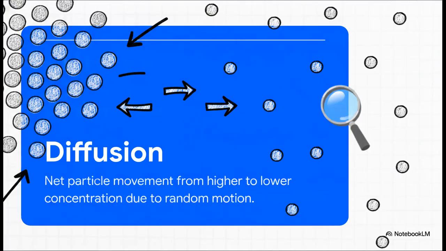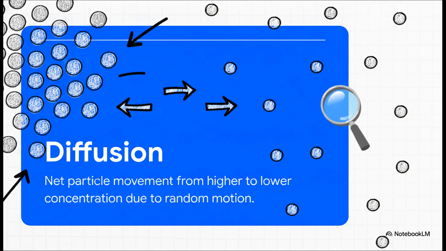So, to start, we have to look at the sheer logistical nightmare of how our cells actually get their nutrients and dump their waste, all without us ever having to think about it. And it boils down to this key definition. Diffusion is the net movement of particles from a region of higher concentration to a region of lower concentration.